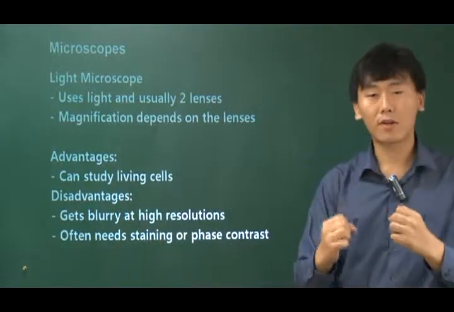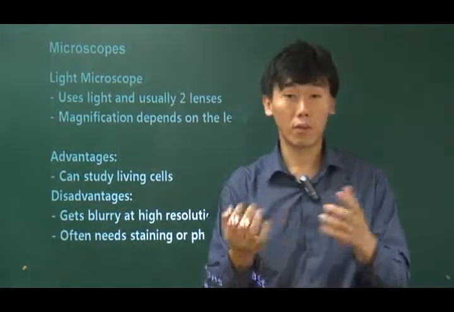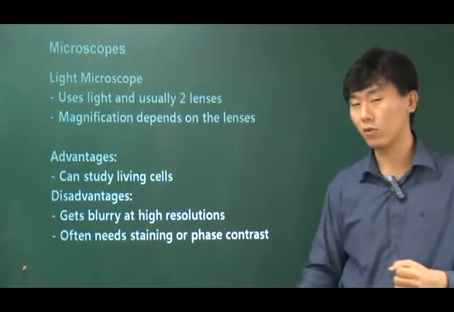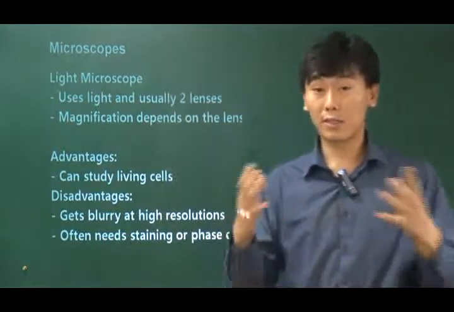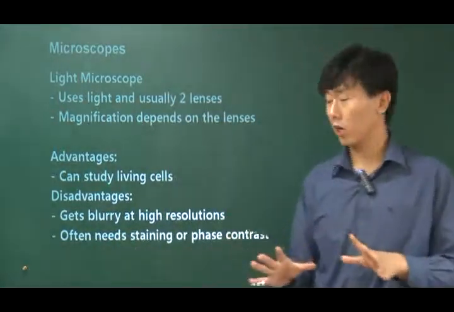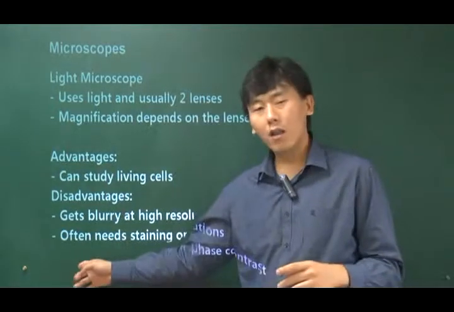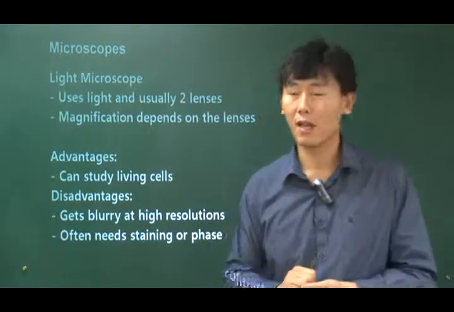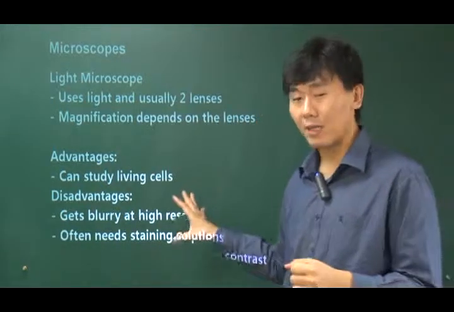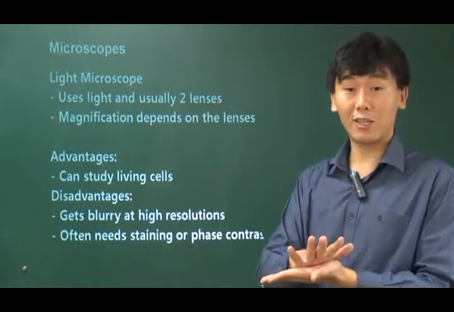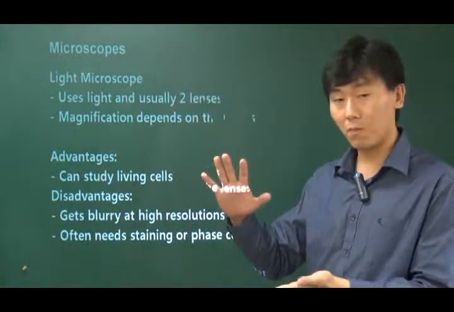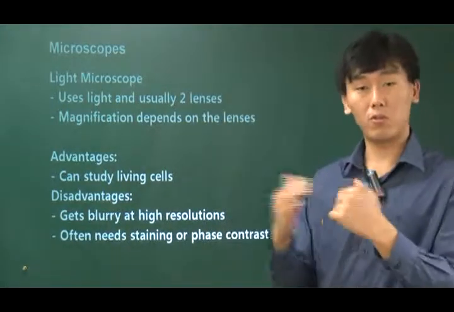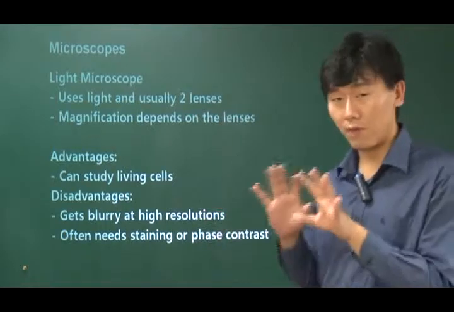So if we look under a microscope, we can see bacteria moving if we put it in water and things like that. But the disadvantage is at high resolution. So if we magnify it 1,000 or several thousand times, it gets very blurry. Okay? And then a lot of the times we often need staining or phase contrast to see particular parts of a cell because these light microscopes, the cells are generally colorless. So we need to put some sort of contrast in, whether it be color or just shades of black and white, to show that there are different parts of the cell.